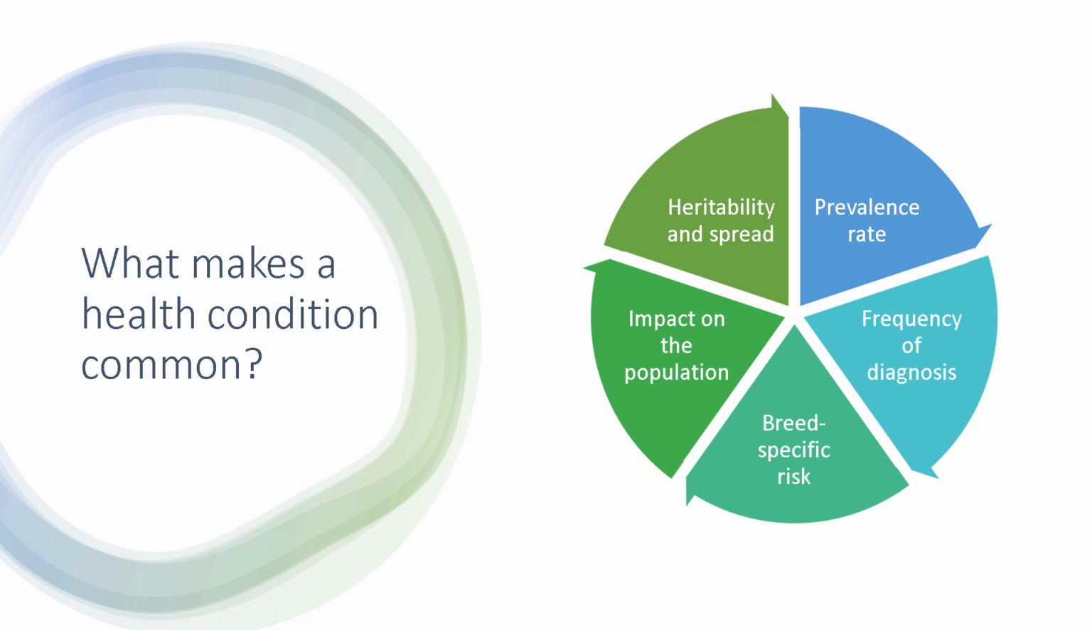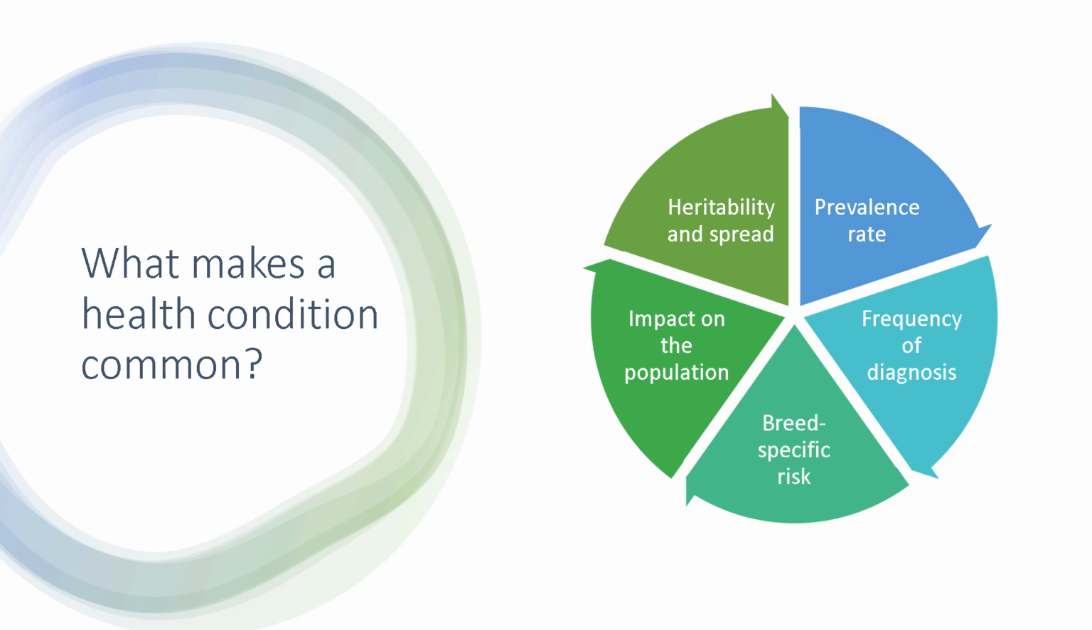A health condition is generally classed as common based on several key factors. The prevalence rate, so if a significant percentage of a population is affected, the condition is considered common. For example, a condition affecting more than 1% of the population is often regarded as common in veterinary medicine. The frequency of the diagnosis. If a vet diagnoses the condition regularly in practice, it is likely considered common. Conditions seen multiple times per week in clinics like hip dysplasia or obesity are considered widespread.